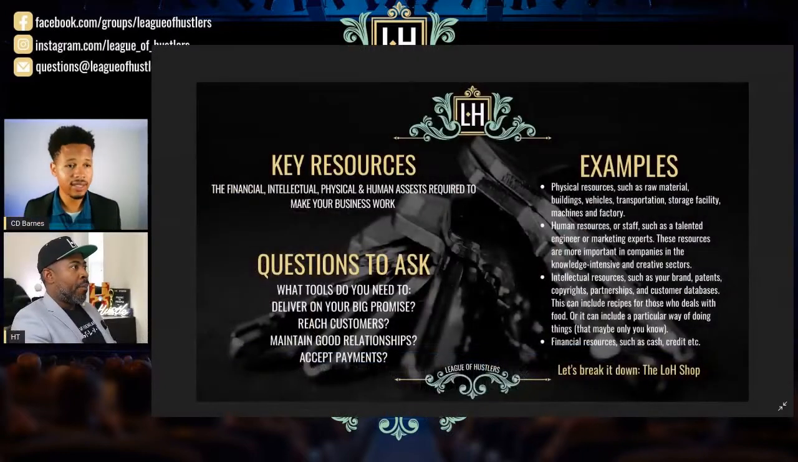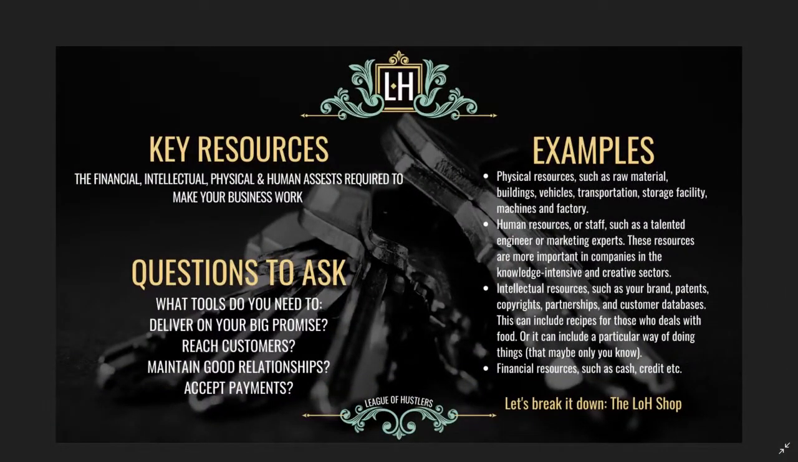So examples: physical resources such as raw material, buildings, vehicles, transportation, storage facilities, machines, and factories. Depends on what line of work you're in. Anything physical that you may need in order to make your operation run successfully. Human resources: staff, engineers, marketing experts, or any specialty person that you may need operating and functioning in your business.